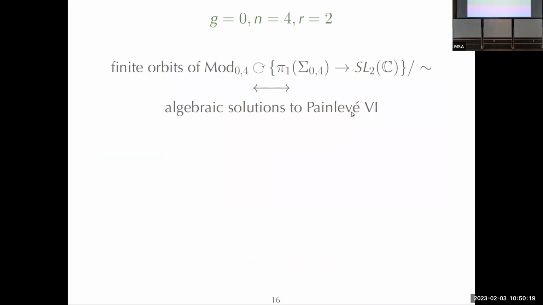So we're interested in classifying these finite orbits, and as I said, I'm not a mathematical historian, so please forgive me if I say anything not quite right. I'm trying to explain some history that I learned from Philip Boalch, but any errors are mine, not his. So according to Philip, the classification in some sense begins with Schwarz and Poincaré. They were working on this before the Painlevé VI equation was even written down. But Schwarz, for example, wrote down the classification of hypergeometric equations with finite monodromy. So that's the case of representations of π1 of Σ03 into SL2C with finite image.